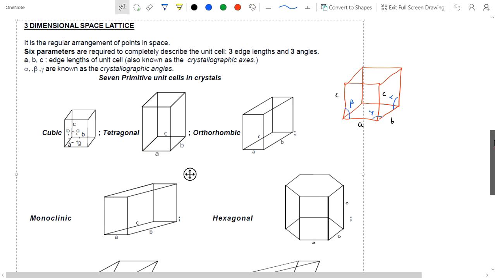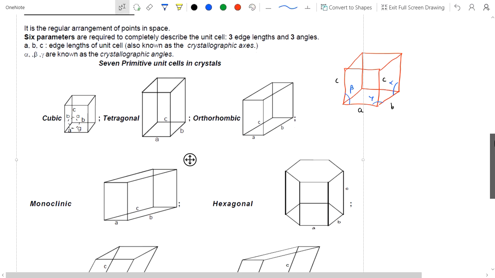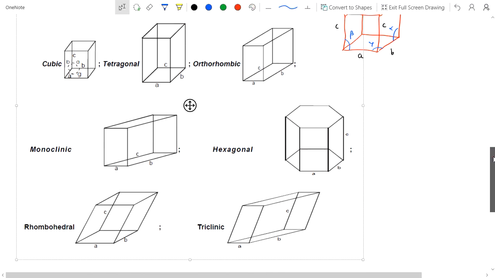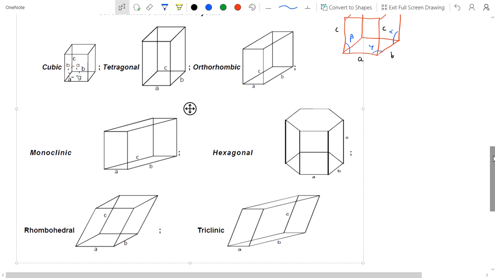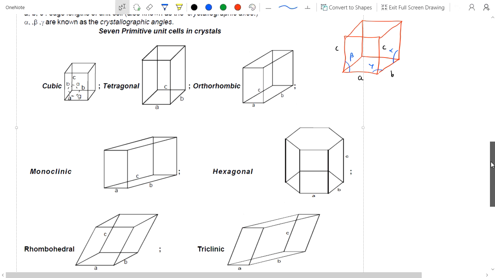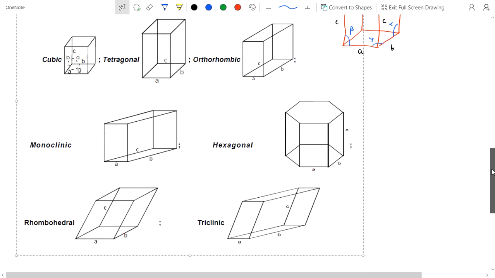There are 7 types of crystal structures that are possible in case of 3 dimension. So 7 primitive unit cells can be shown as per the diagram. The first one is called cubic, tetragonal, orthorhombic, monoclinic, hexagonal, rhombohedral and triclinic. Let me give you a table in which we will describe the relationship between the sides and angles for all these systems. So you don't actually have to draw these diagrams in IIT JEE exam at least.